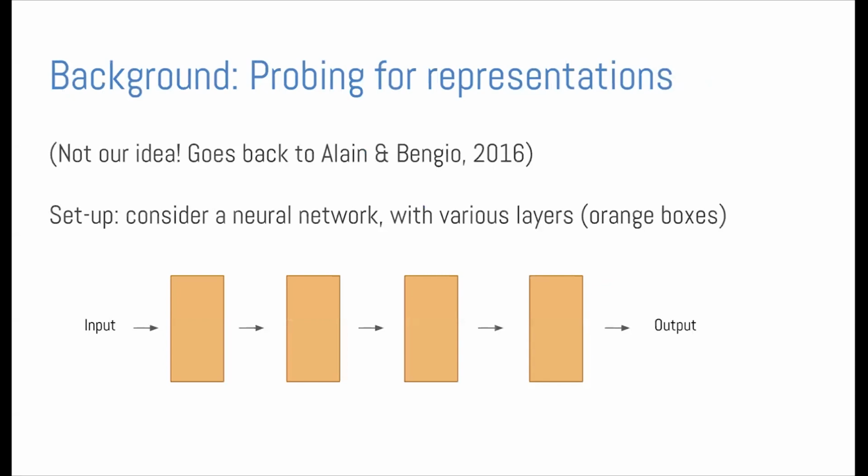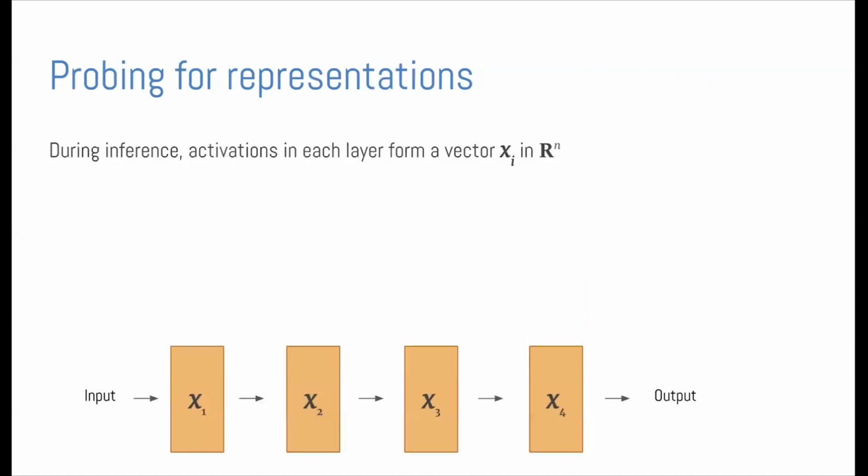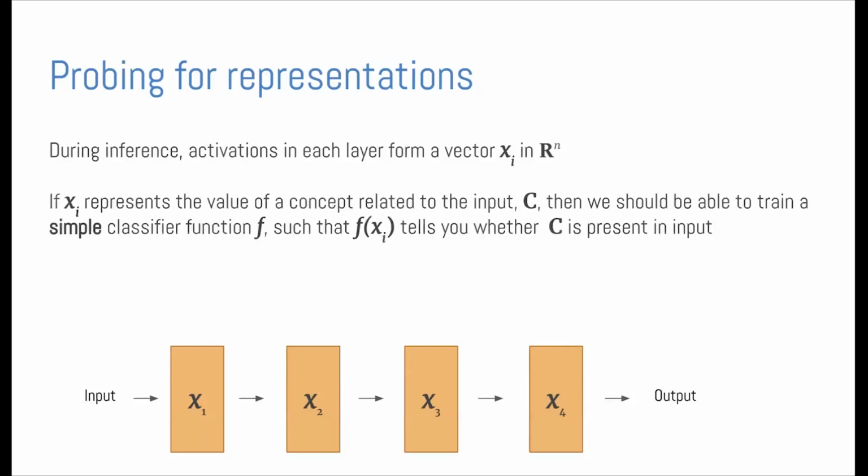So the idea for probing for representations, again, this is an old idea, it goes back at least 8 years, is that you have a neural network with multiple layers. It starts out with an input. Each of these orange rectangles represents a layer, and you can think about the activations in that layer as representing a vector in a high-dimensional space. During inference, you put in the input and you get a series of activations. Then the question is, let's have a concept in mind, and we're curious if the system is representing it in some way. So what we do is we see if we can train a simple classifier function on these internal representations to see if it can actually detect the presence or absence of that concept.